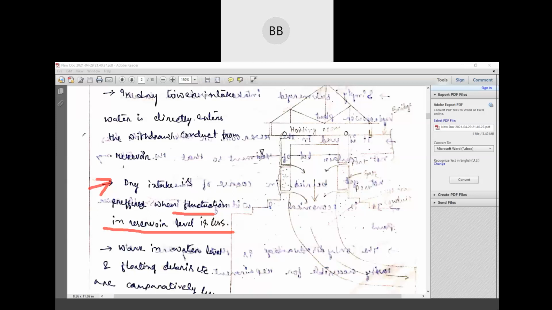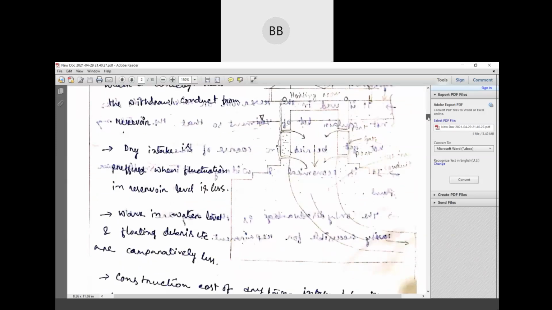Then third point you write: waves in water level and floating debris, etc., are comparatively less.